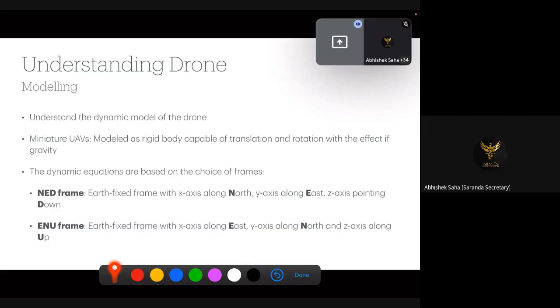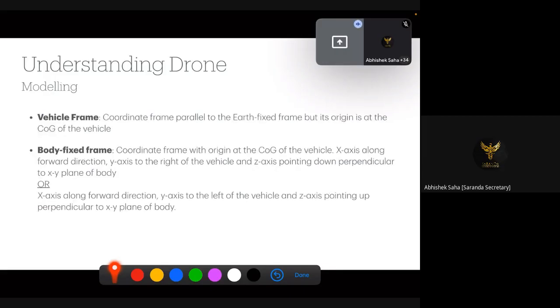The popular choice that is usually used in any of the autopilots is with respect to the NED frame. Now, this frame, as I said, has its origin where the home position is marked, where the first GPS fix is attained.